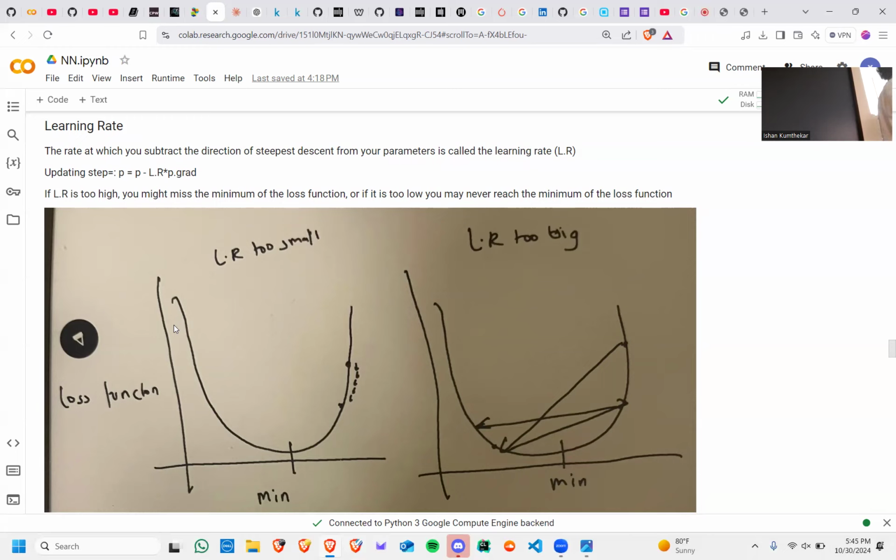Now, the way in which you move down this function is you take your original parameter, which let's say is valued right here, and you subtract the gradient multiplied by the learning rate. That means you move it down by the magnitude of the learning rate in this gradient direction. As you can see, if you keep doing this, your parameter keeps moving in this direction until it reaches here. This is the updating step. This is what you'll do for each parameter or each weight in your neural network.